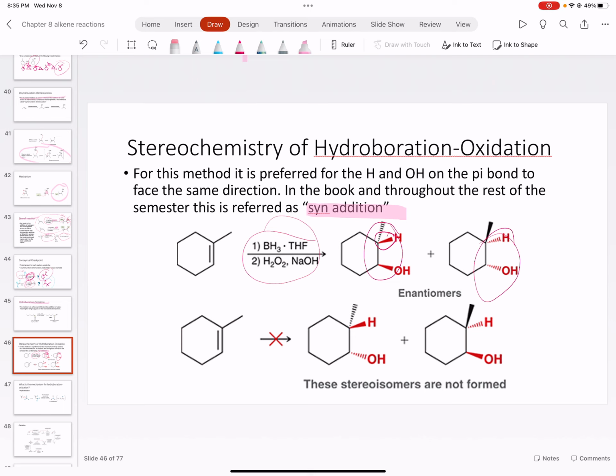Therefore, the ones below are not achieved, because this type of reaction only happens with a wedge and wedge or dash and dash relationship. Those are the only answers we can get. This one is a wedge and dash, so it doesn't happen. Dash and wedge doesn't happen. We only want syn addition for this one. So when you do your notes, we are adding them as wedge and wedge or dash and dash, a wedge or dash relationship.